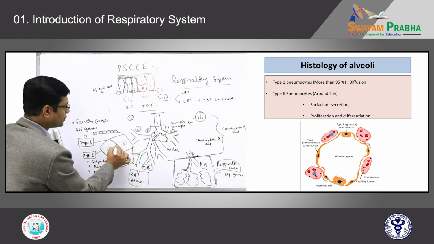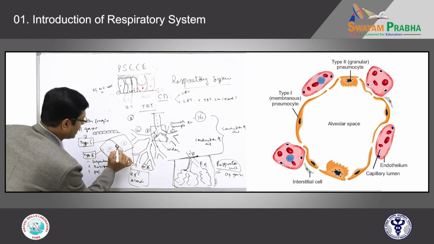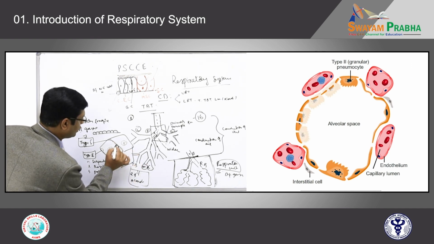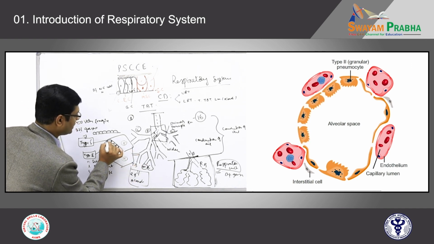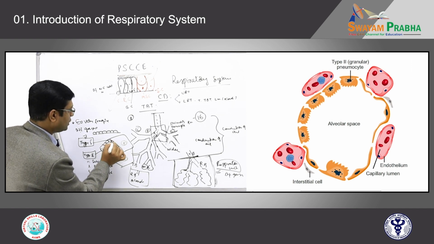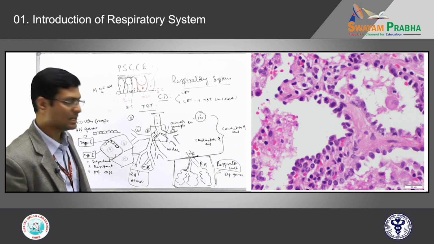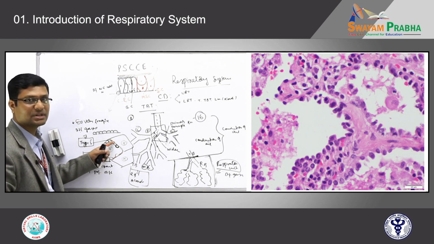Afterwards, type 2 cells will get stimulated, they start proliferating. That means one cell becomes 2, 2 become 4. When they proliferate, they cover the damaged surface. So, if you see lung microscopy at this level, you will see a large number of type 2 epithelial cells. That means they are replacing the damaged type 1.